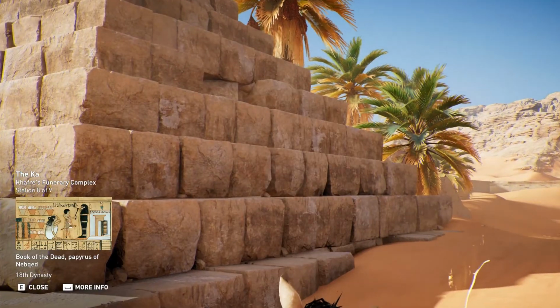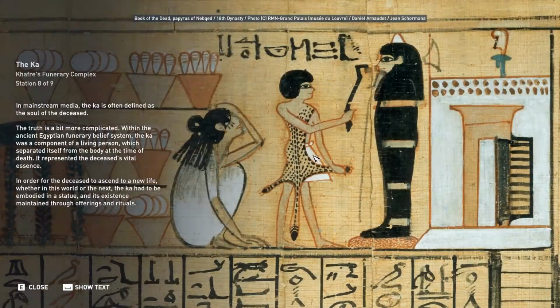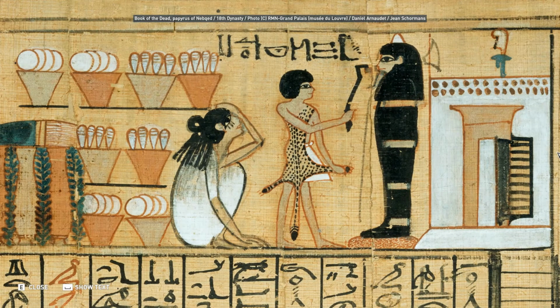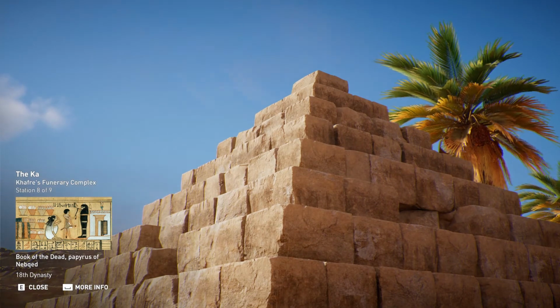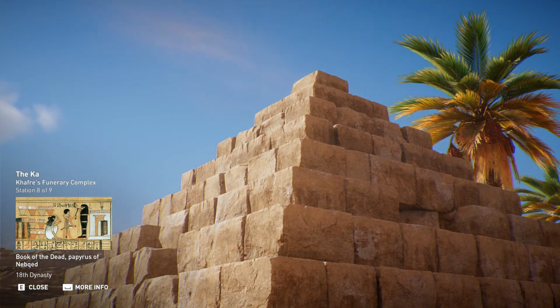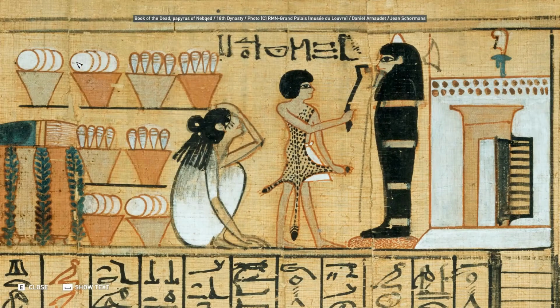In mainstream media, the ka is often defined as the soul of the deceased. The truth is a bit more complicated. Within the ancient Egyptian funerary belief system, the ka was a component of a living person, which separated itself from the body at the time of death. It represented the deceased's vital essence. In order for the deceased to ascend to a new life, whether in this world or the next, the ka had to be embodied in a statue, and its existence maintained through offerings and rituals.